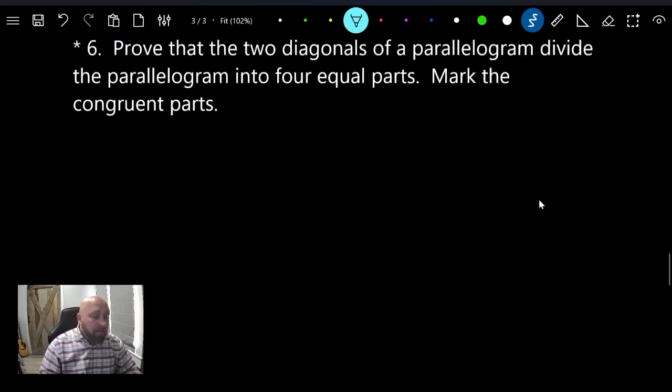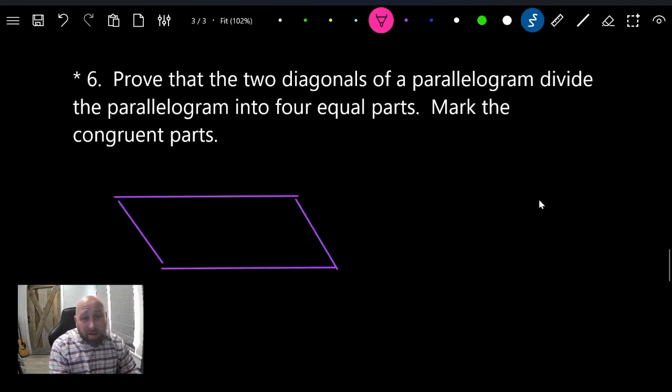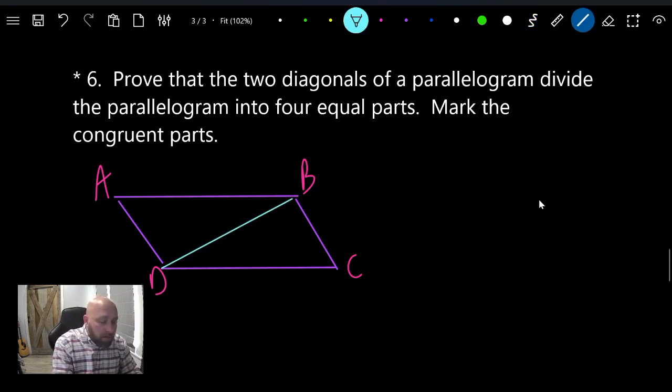All right, the next one is number 6 that I kind of wanted to show you real quick. So with number 6, prove that 2 diagonals of a parallelogram divide the parallelogram into 4 equal parts. So if we have our parallelogram here, I guess I'll actually draw it. I'll try to draw it a little bit better than that. That's not a whole lot better, but it's a little bit better. So A, B, C, D, you can name it however you want to. And it says here in the given that we're dealing with the diagonals of this thing. So you could throw in the diagonals right here. That's one diagonal and that's the other diagonal right there.